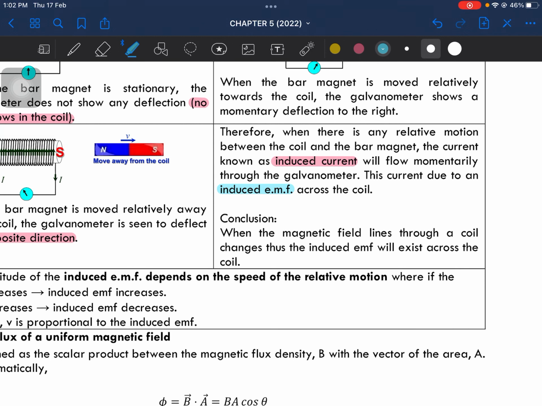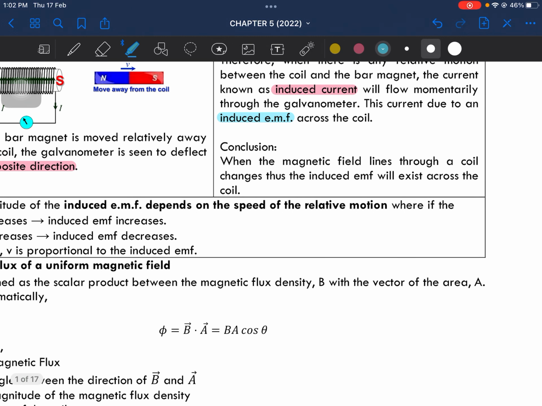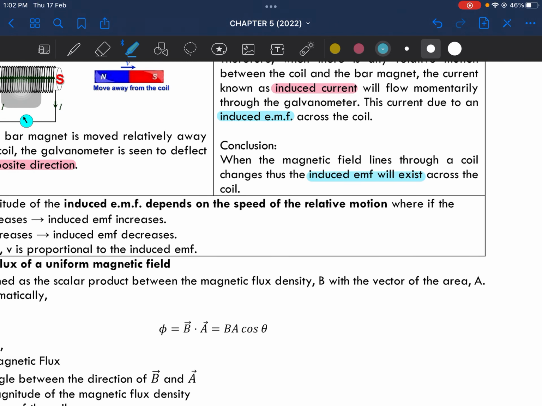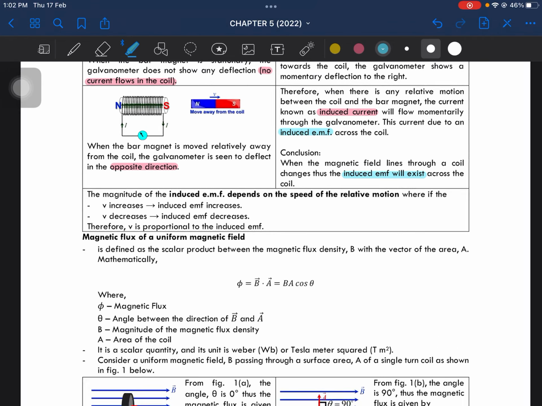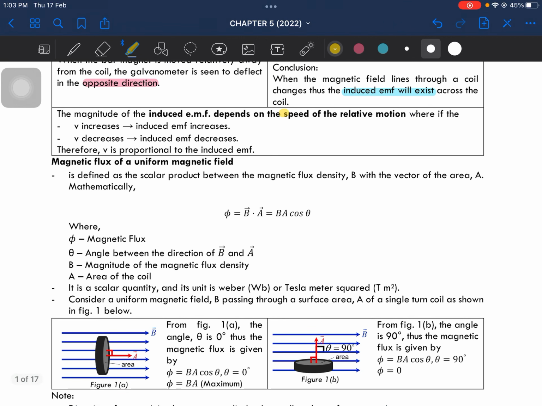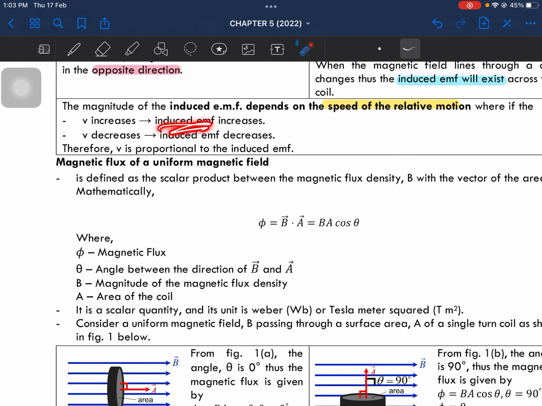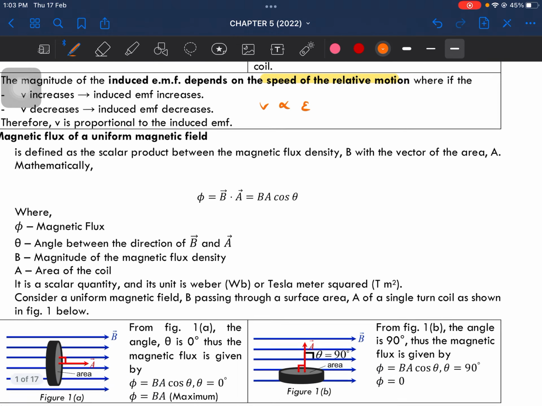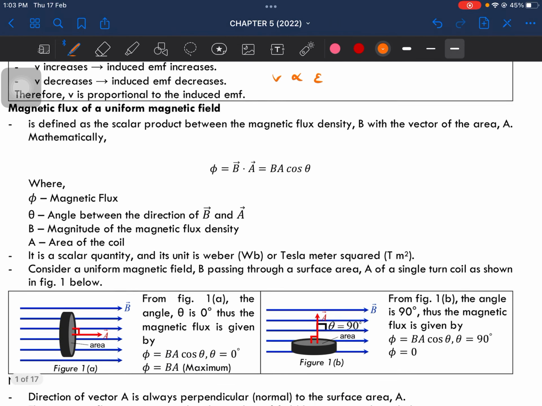So in conclusion, when the magnetic field lines through a coil change, an induced EMF will exist across the coil. The magnitude of this induced EMF depends on the speed of the relative motion: if the speed increases, the induced EMF increases, and vice versa, meaning that the velocity is directly proportional to the induced EMF.